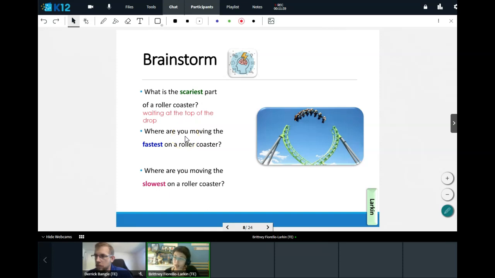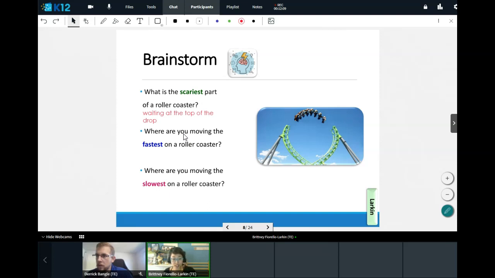Next question, where do you think you're moving the fastest on a roller coaster? Are you moving the fastest at the top while you're waiting, in the middle as you start to go down, or at the bottom? Where are you moving the fastest on a roller coaster? Go ahead and tell me in the chat. Jonathan, Angelina, you're saying the middle. Go ahead and participate in the chat. Where do you think you're moving the fastest?